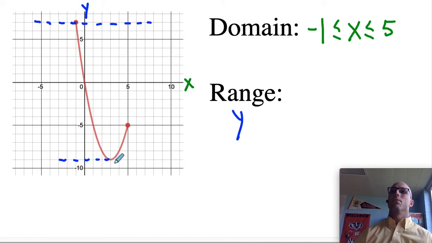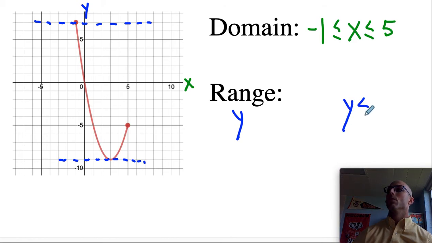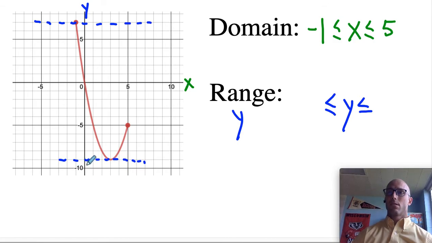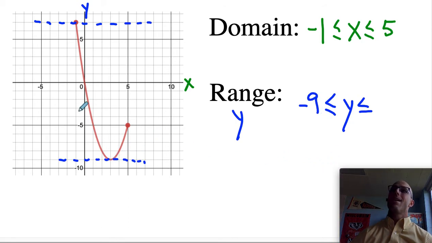So I would kind of make my floor here. Those are the highest and the lowest that this graph ever shows up. So that's going to contain my range. In this case, I'm going to do inequality notation again. My lowest point on my graph looks like it's at -9, and then my highest point looks like 7. So my range is all y values between -9 and 7.